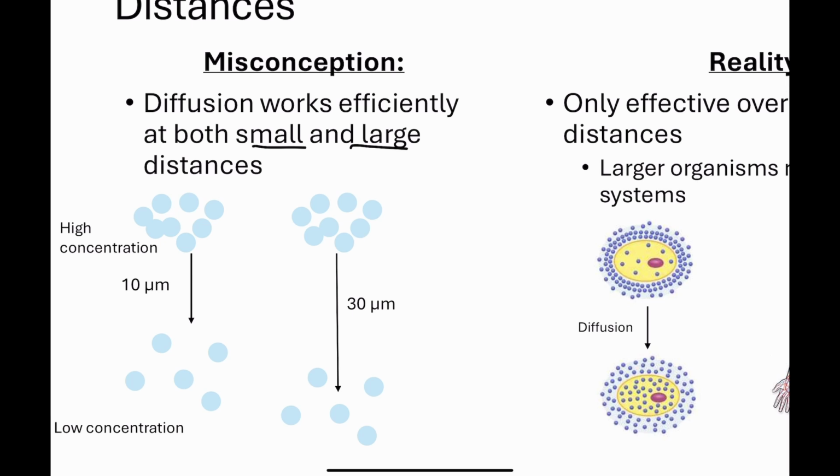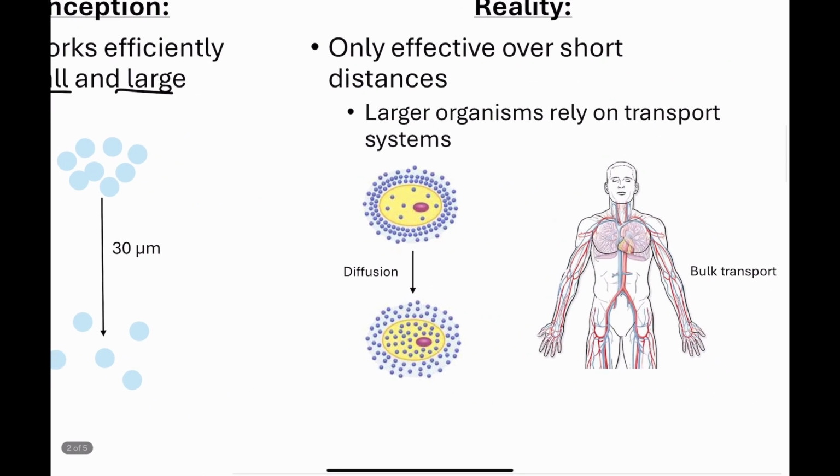In reality, diffusion works effectively only over short distances. An example of where we would see diffusion would be our plasma membrane, and our plasma membrane is only around 8 nanometers thick. But it's also important to recognize that diffusion is not exclusive to the plasma membrane. It also occurs intracellularly, and intracellular diffusion is going to facilitate the movement of molecules inside of the cytoplasm and then across organelle membranes.